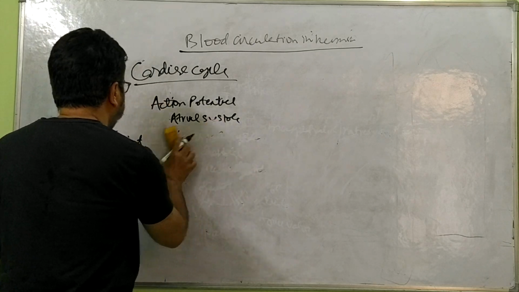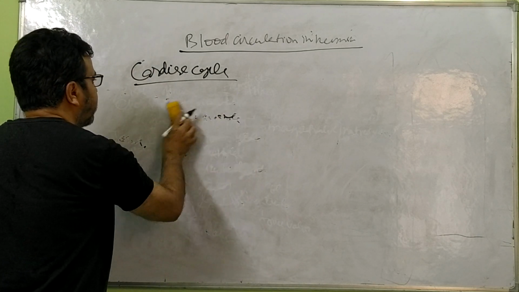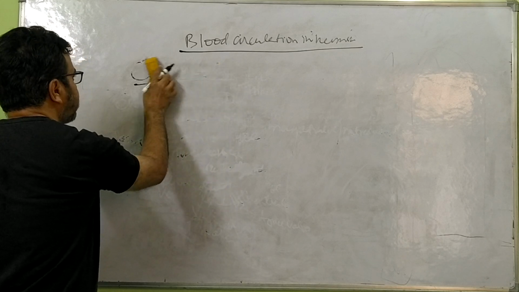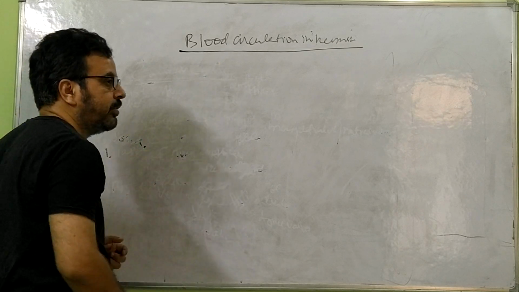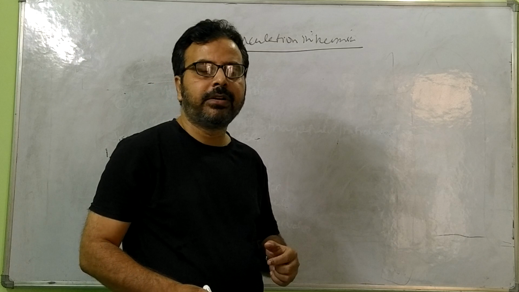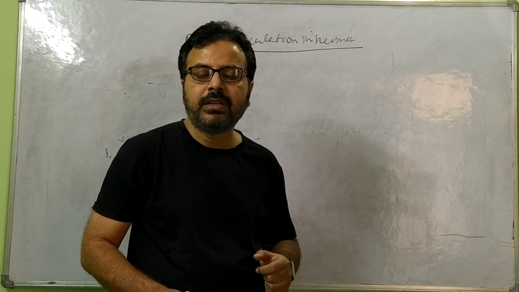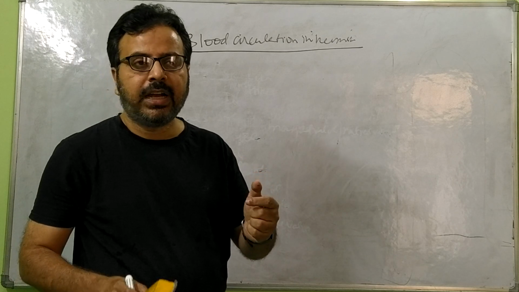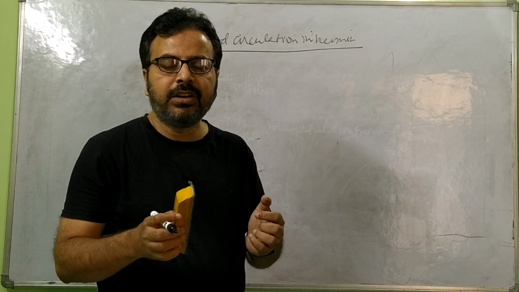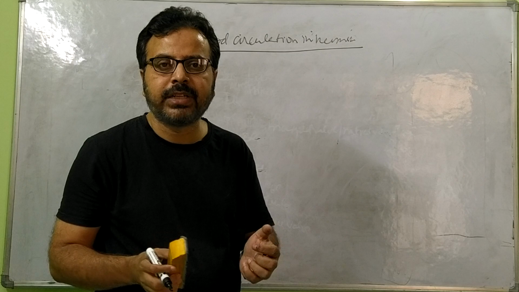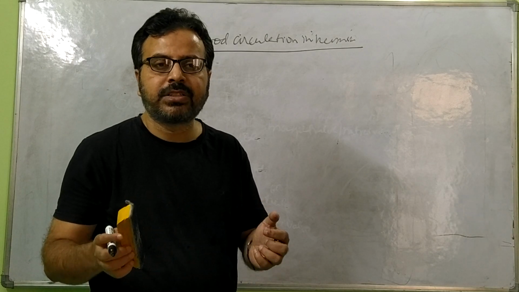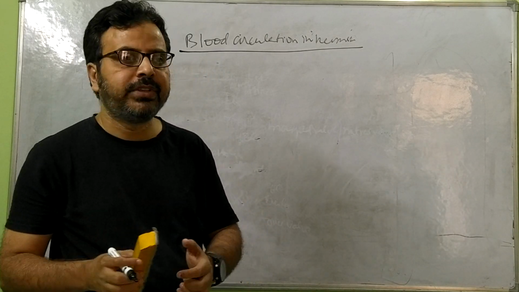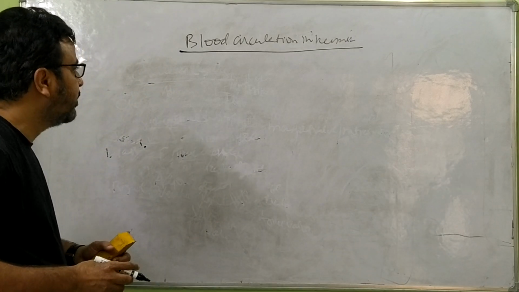So SA node and AV node, after that the bundle of His, and left bundle, right bundle, lastly Purkinje fibers, leading to the muscular contraction and cardiomyocyte contraction. And this concerted effort of all the cardiomyocytes is the contraction and systole of the heart, after that diastole of the heart. So these sequences we have studied.